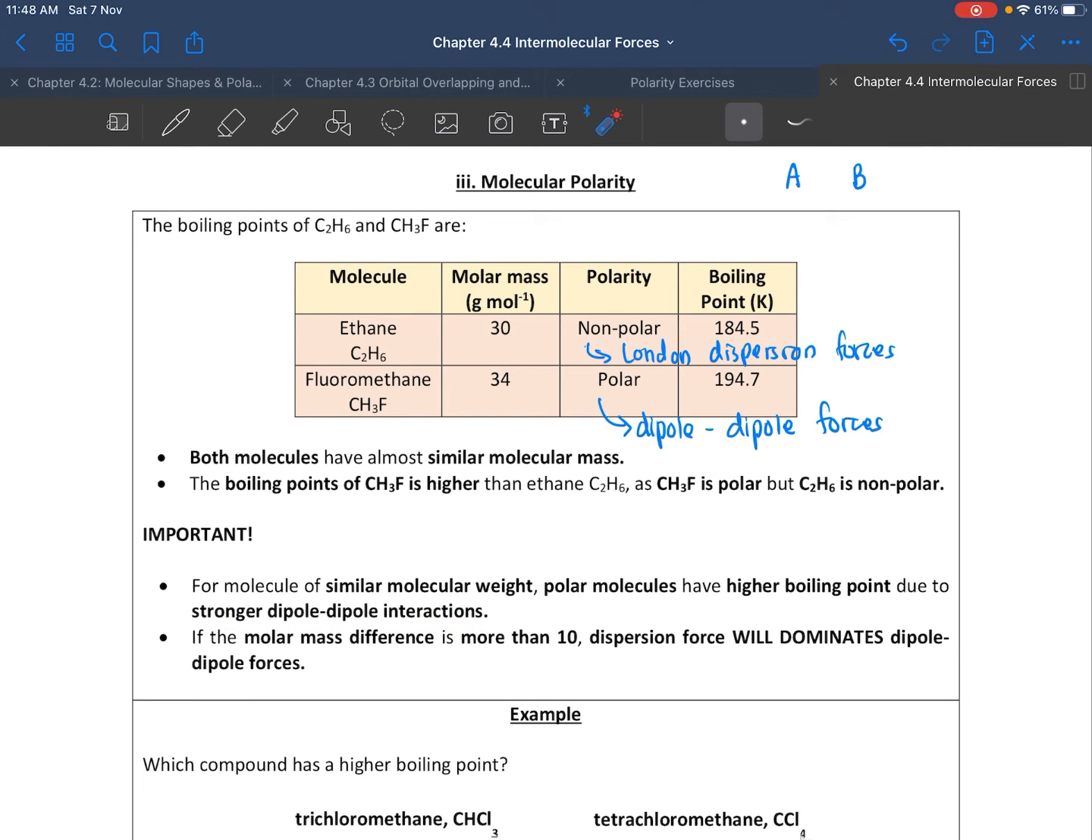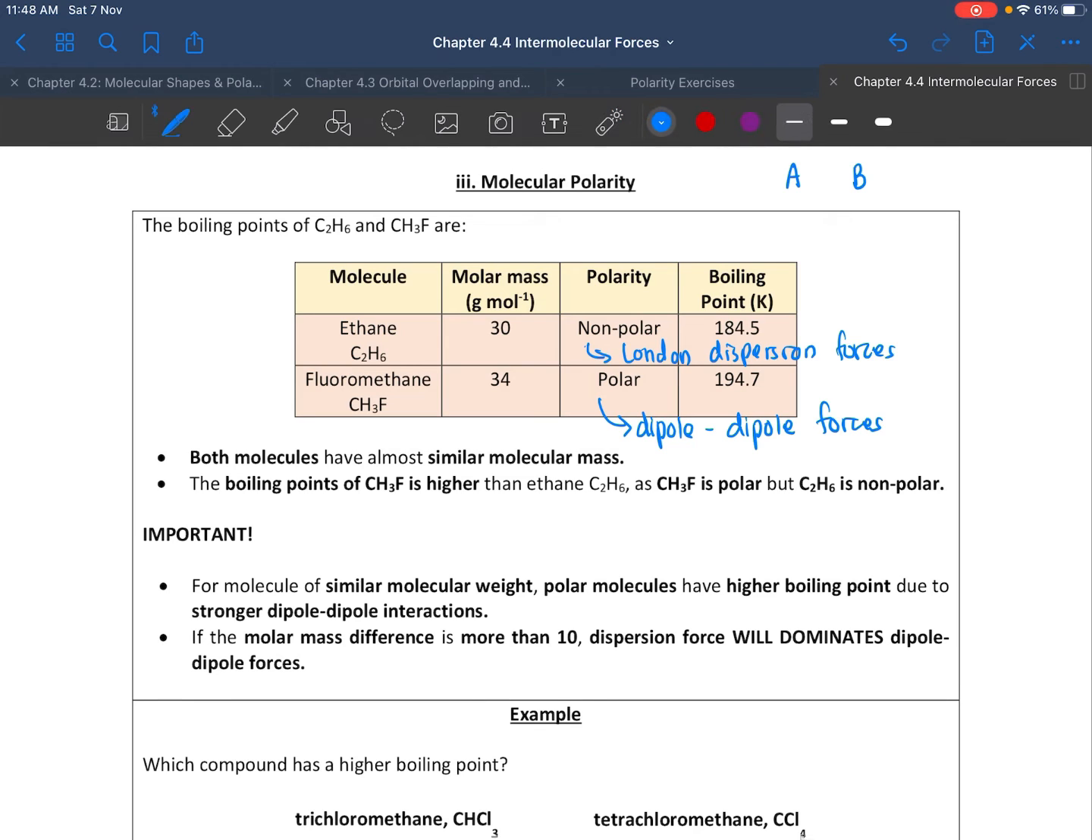Okay, kalau dia ada molecular weight yang almost similar, macam ni lah 30 dengan 34, so kita boleh assume dia ada similar molecular weight. So polar molecule ni akan ada boiling point yang lagi tinggi disebabkan dia ada stronger dipole-dipole interaction. Okay, so macam mana kita nak tahu molar mass tu similar or not? Okay, so dekat bawah ni, if the molar mass difference is more than 10, dispersion forces will dominate the dipole-dipole forces. Okay, dia ada syarat dia.